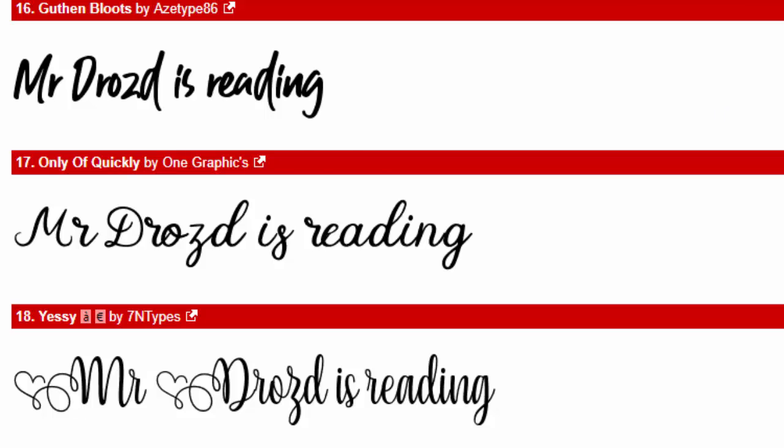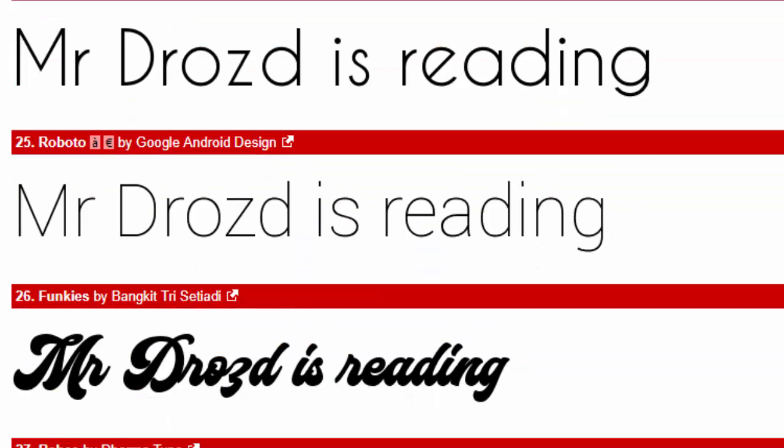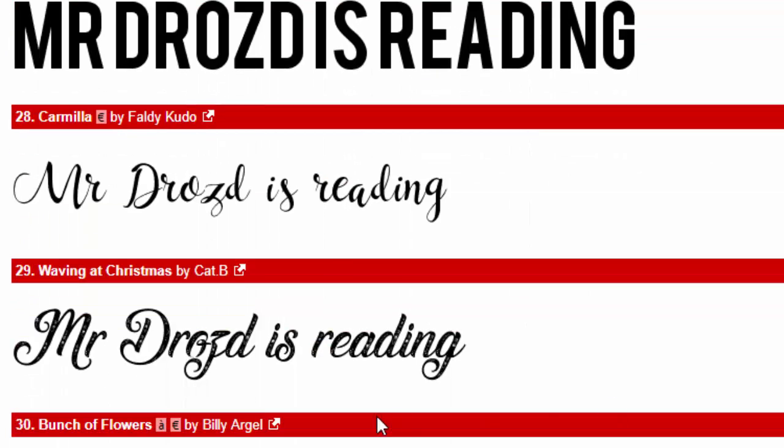My suggestion is that for the blurb, for the couple sentences in which the teacher is describing why they like the book, you use a simple font. That way people can read it easily. But if you want a fun script font, for example, Waving at Christmas, for your Mr. or Ms. Blank is reading, that's cool too.